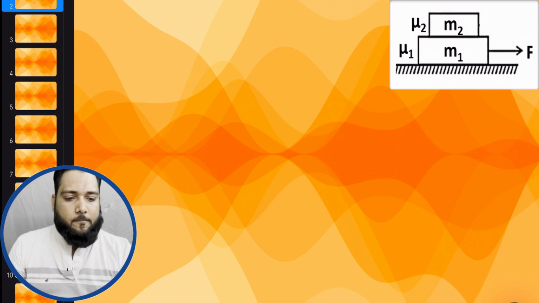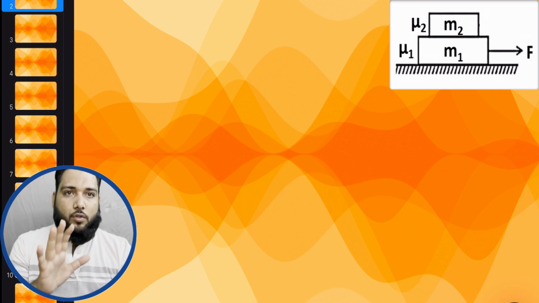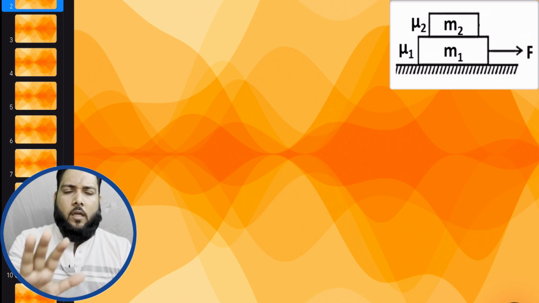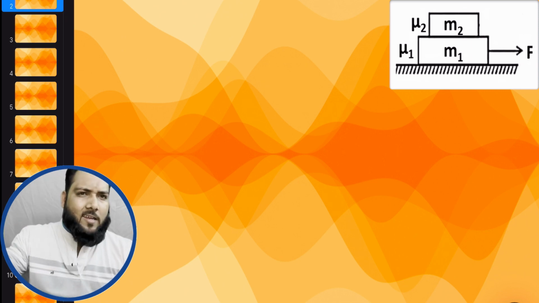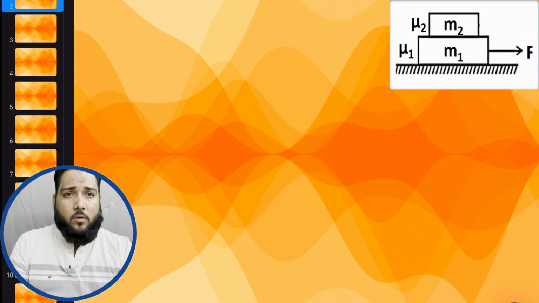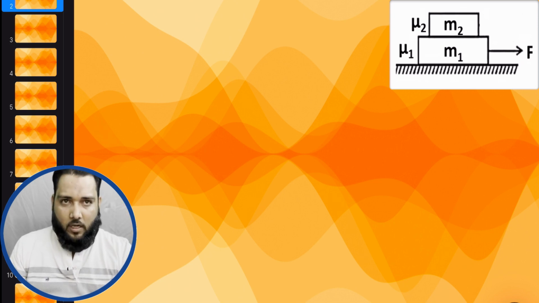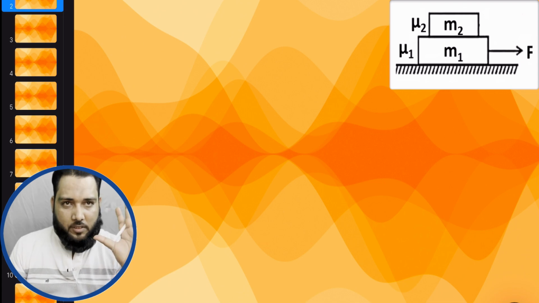The first work in this type of problem is to draw the FBD. Remember, guys, the FBD is the backbone of mechanics. Without it, you can't do analysis of the forces, and you can't analyse the equilibrium condition. So the first work is to draw the FBD, so that you are able to understand the direction of friction.